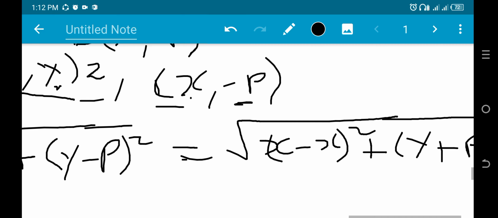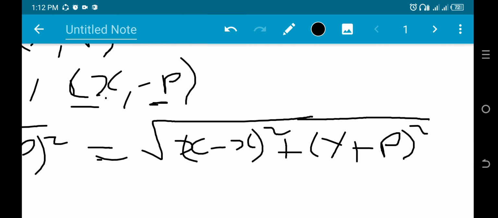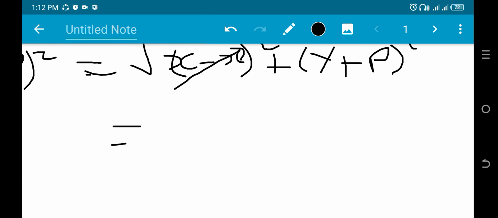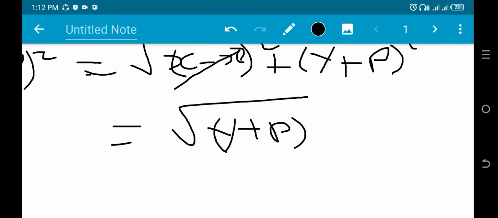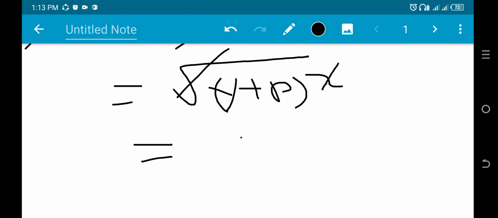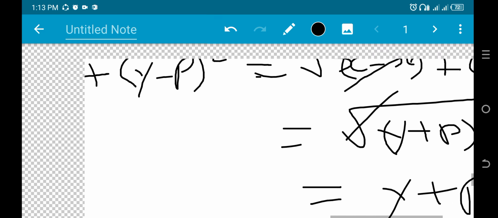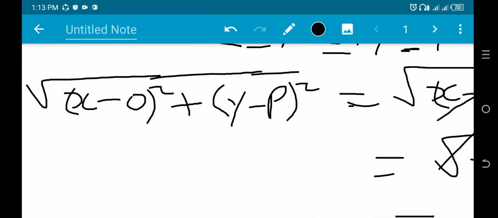Now let's observe this. You will see that this will be 0. So for the right hand side, we are just going to have the square root of (y plus p) squared. In the end, the squared will cancel with the square root. So on the right hand side, we are just having y plus p. Now our main focus will shift to the left hand side.